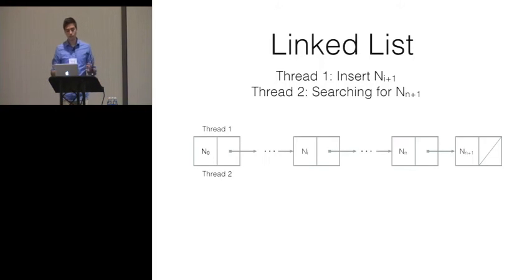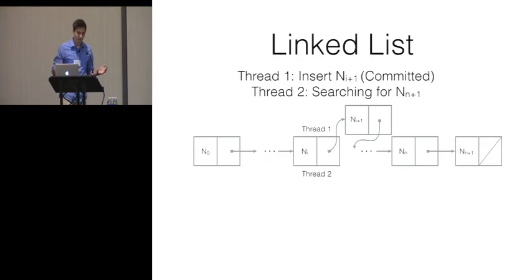In this example, we have a linked list. Each node in this list is represented as a tref. And here we have two threads. One is looking to insert a node at position i+1, and a second thread is searching for a node at position n+1. They both start marching down this linked list, and eventually we get to the point where thread 1 is ready to perform its insertion. So it does its thing, and it commits its transaction.